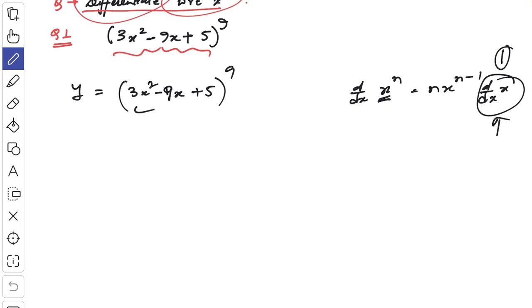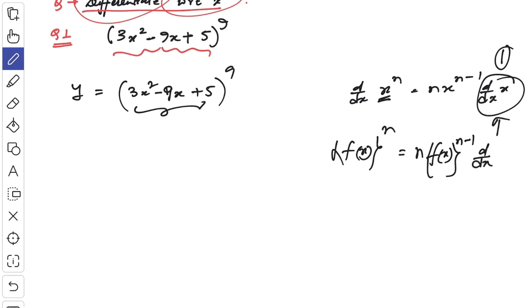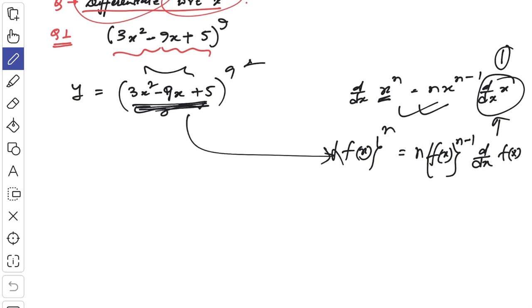But here this is not x, this is a function of x, f(x), isn't it? When you have f(x) to the power n, then what are you going to do? n times f(x) to the power n minus 1, then again the derivative of f(x). So that's how we can do here. So first assume this one as x, then you can apply this, then differentiate this term which is within the bracket. Okay, that's what you can do. Or assume this one as f(x) to the power n, this n will be 9 here. You can assume like that also.